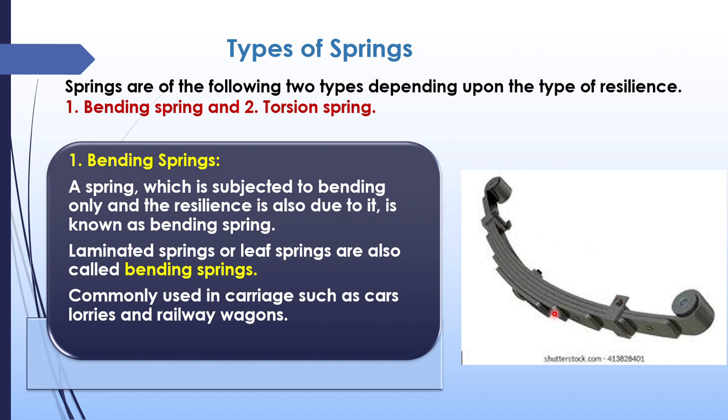The shape of the spring itself represents that it could absorb bending, or withstand bending. So the resilience of this particular spring, or the energy absorbed by the spring, is also due to bending. These are otherwise known as laminated springs or leaf springs. Laminated means there are a number of layers. It is also known as leaf springs, mainly used in railway wagons.